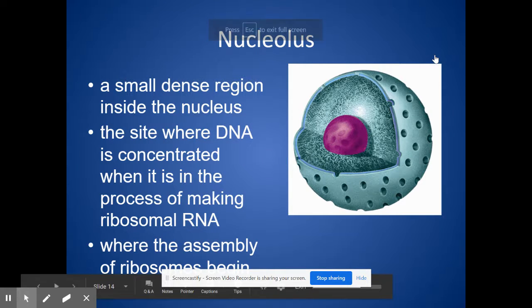Now, still within the nucleus, and this gets a little confusing, is a small dense region called the nucleolus. So within the nucleus is the nucleolus, which is this purple thing. It's the site where DNA is concentrated when it was making ribosomal RNA. We'll learn about ribosomes in a bit, but this is where the assembly of ribosomes begins, in the nucleolus.